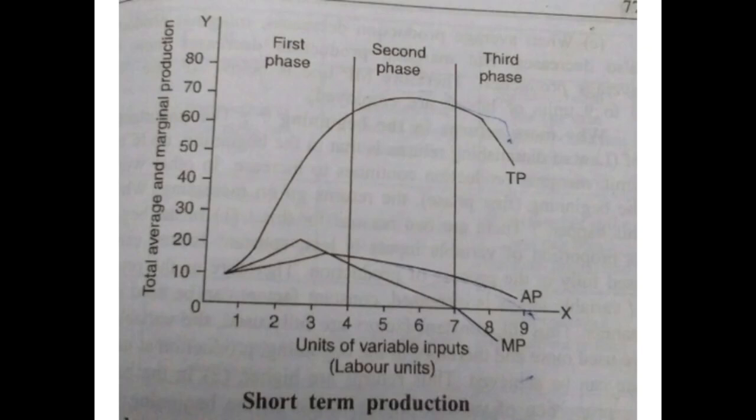If we examine the figure, we can see that TP, that is total production, goes up during the first two phases, as we had seen in the example. This means that production continues to increase till the second phase that we had seen earlier. Then at the seventh unit it becomes constant and then it goes downward. This suggests that total production begins to decrease.